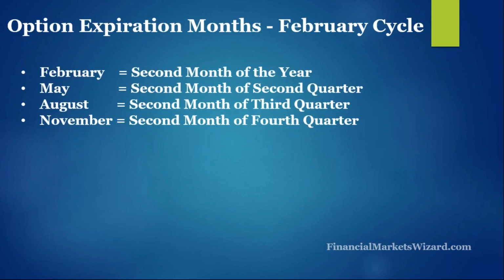If the stock is assigned to a February cycle, then because February is the second month of the year, the second month of each quarter will be assigned to this stock. May is the second month of the second quarter, August is the second month of the third quarter, and November is the second month of the fourth quarter. So February, May, August, and November are the 4 months which will be assigned to this stock.